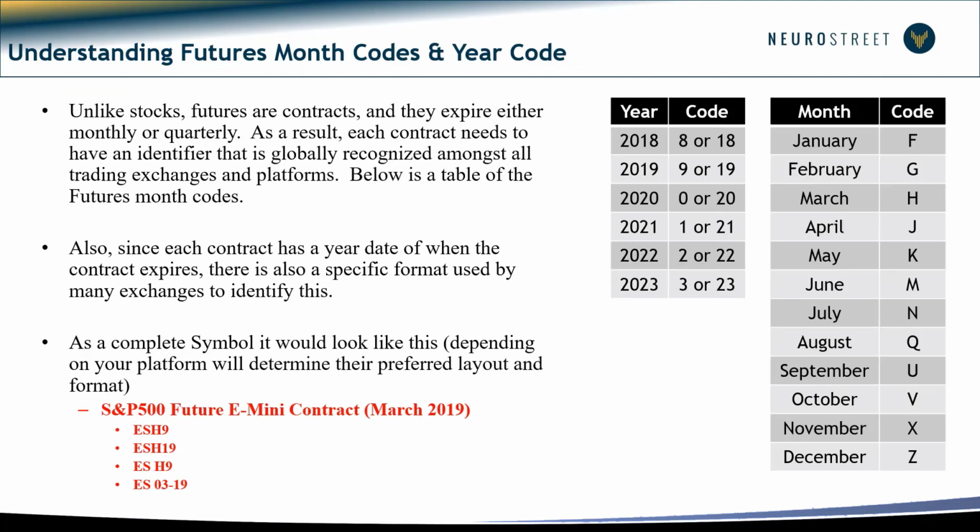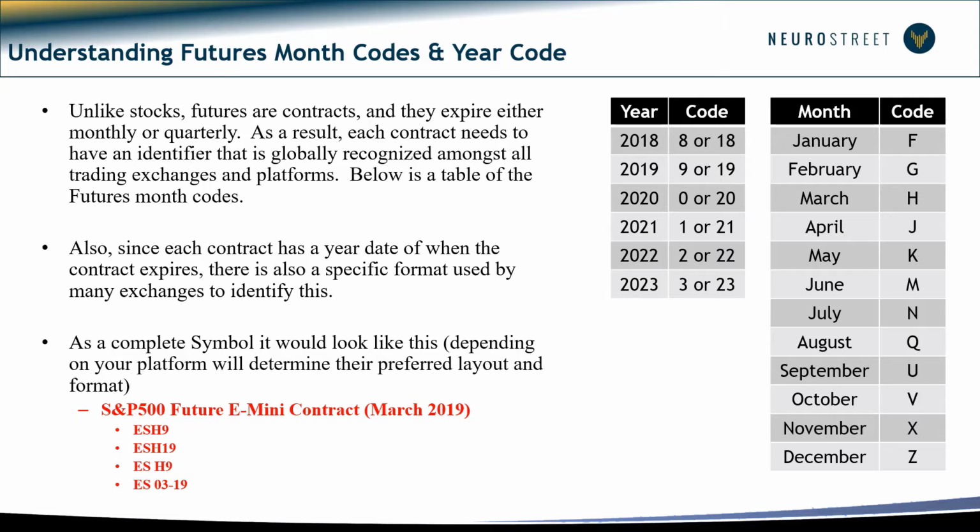Unlike stocks, futures expire, right? Monthly or quarterly. So expiration will either be every month or every quarter. And there'll be an identifier that is what we call a month code, right? And that just tells you the month, or the year, in which the contract is expiring. It'll have a date, right?